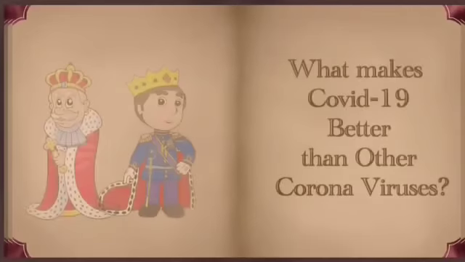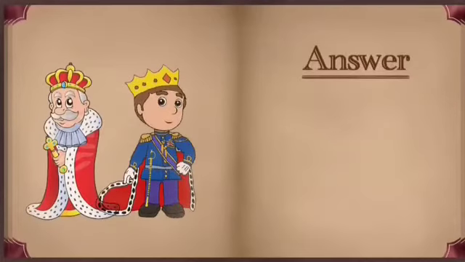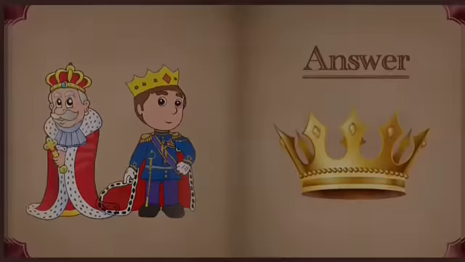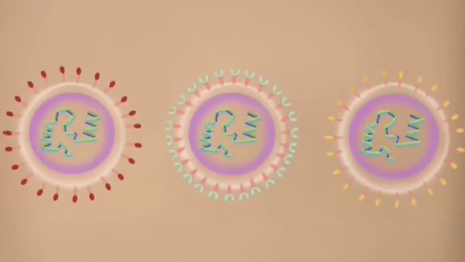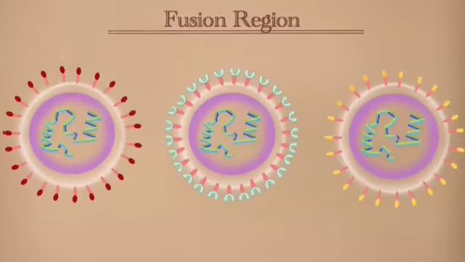This is great and all, but how does COVID-19 become better than the other members of Corona? Great question. The answer to that lies in the name Corona, or crown. See, each coronavirus has a rim of spikes covering the outside of it in a manner similar to a crown. These spikes are surface proteins that contain a receptor binding domain and fusion region. These are responsible for fusing and communicating with the host cell. They are also COVID-19's greatest weapon.